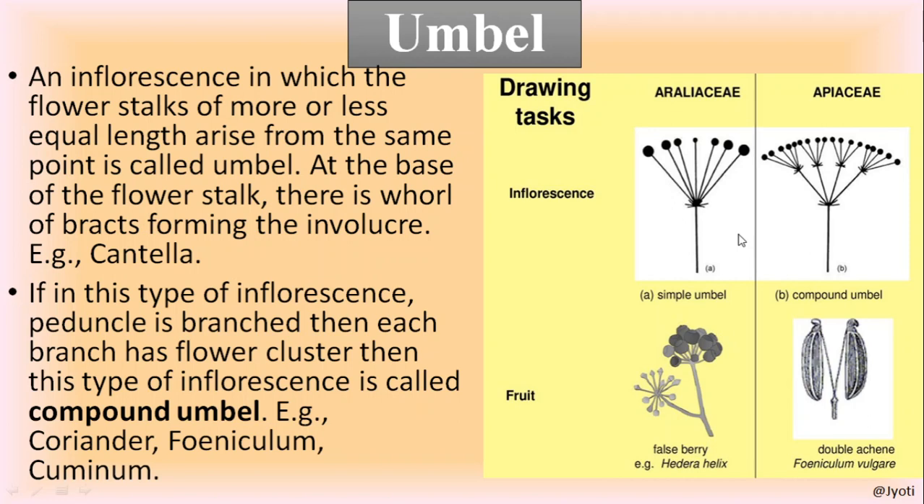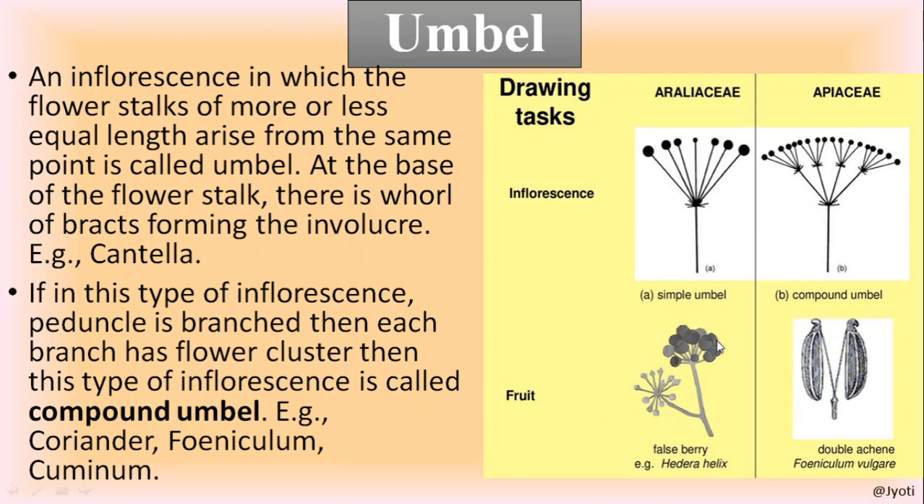Now when this umbel is branched, here you can see the umbel is branched. This is the peduncle. The peduncle is branched. These are the branches of the peduncle, and again these branches of the peduncle are bearing umbels. So this is called compound umbel.